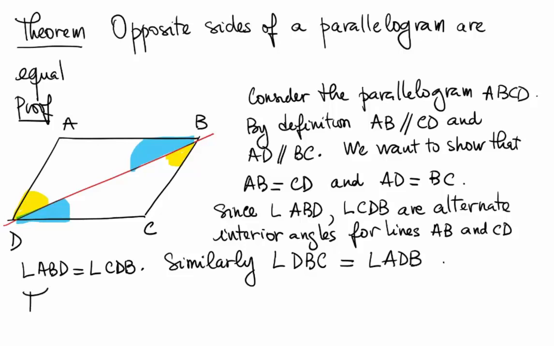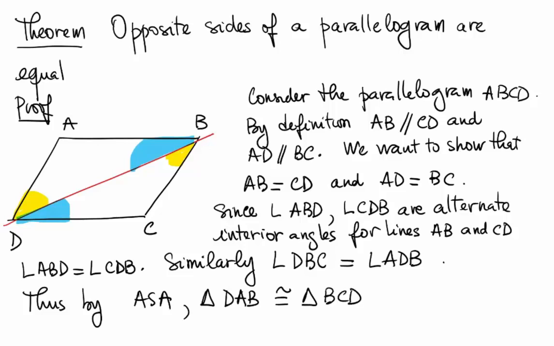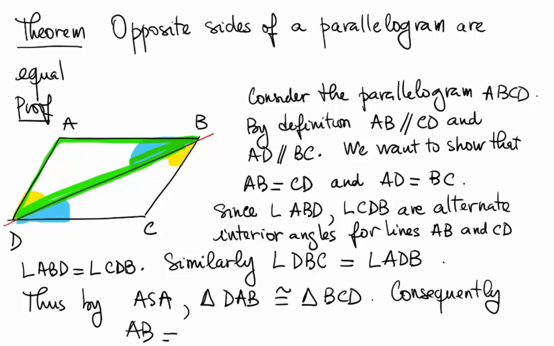Thus, by ASA, so angle side angle, the triangle DAB must be congruent with triangle BCD. AB is equal to CD and AD is equal to CB as desired.